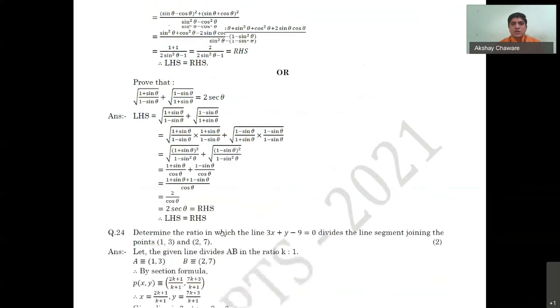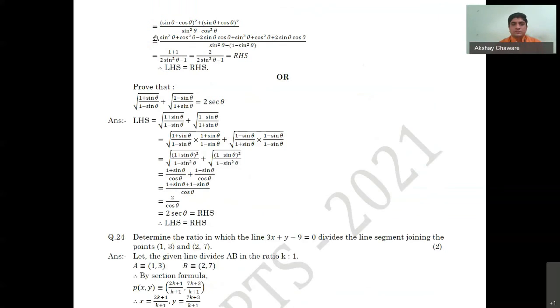So using this method, if we use the A minus B, A plus B whole square identity, the expansion is sin square theta plus cos square theta minus 2 sin theta cos theta plus sin square theta plus cos square theta plus 2 sin theta cos theta. So here sin square theta plus cos square theta is 1. Again sin square theta plus cos square theta is 1. So 1 plus 1, 2, and in the denominator also cos square theta is replaced by 1 minus sin square theta. So directly we will get the answer. So a very simple identity.